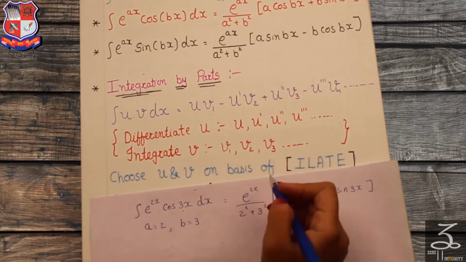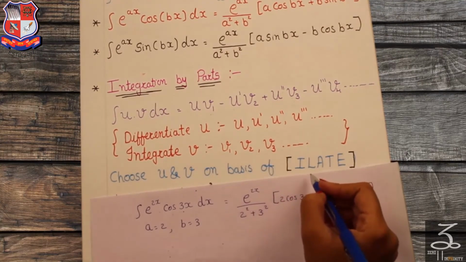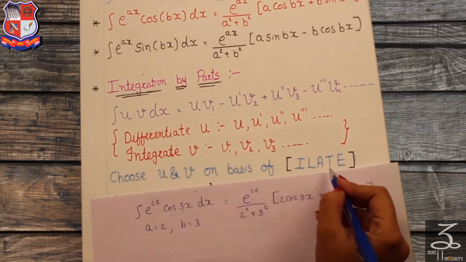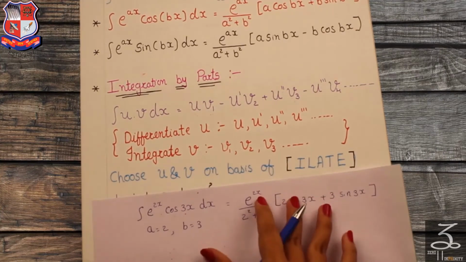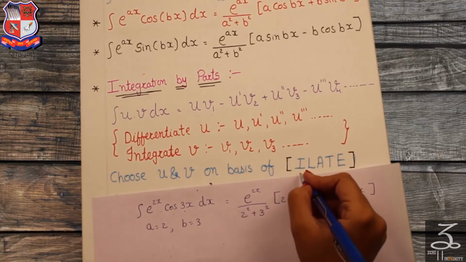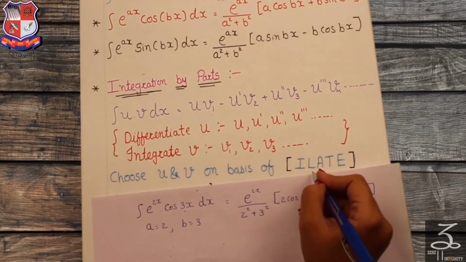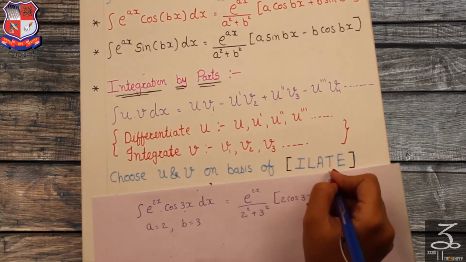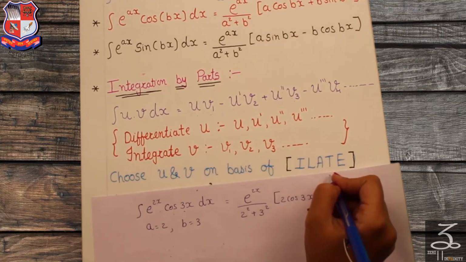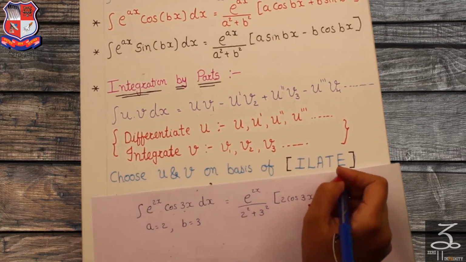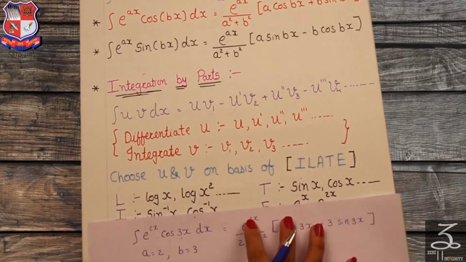So to choose u and v, the basic formula is ILATE. It means I stands for inverse function, L stands for logarithmic function, A stands for algebraic function, T stands for trigonometric functions, and E stands for exponential function.